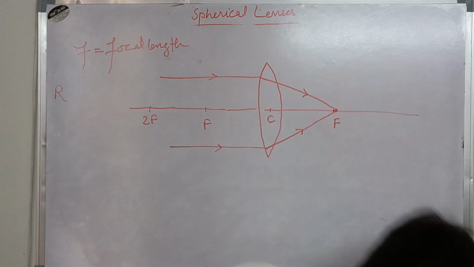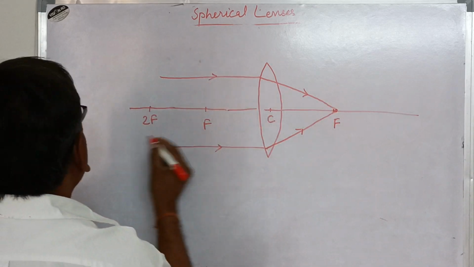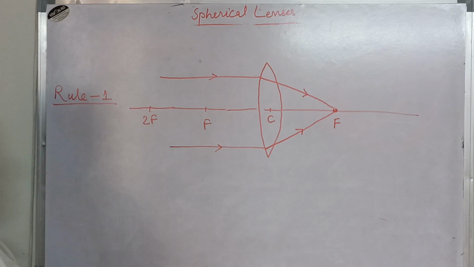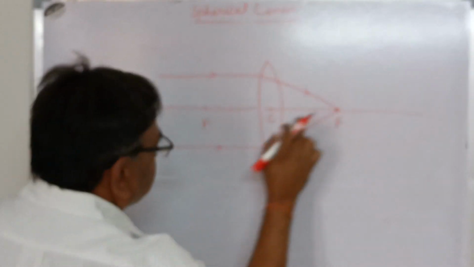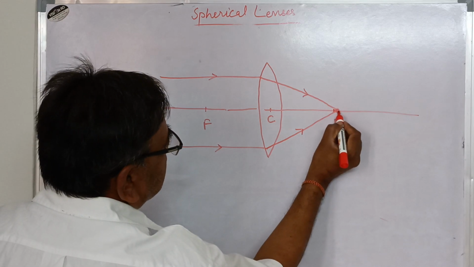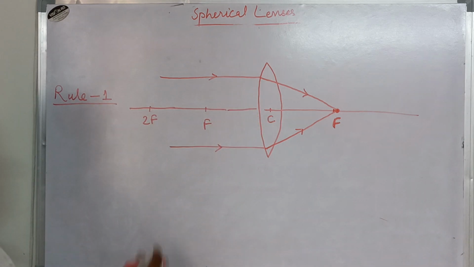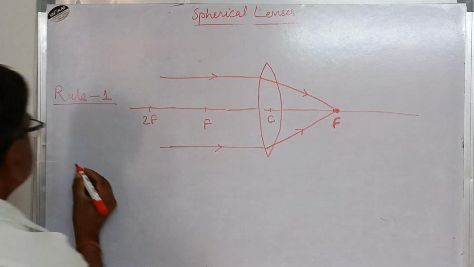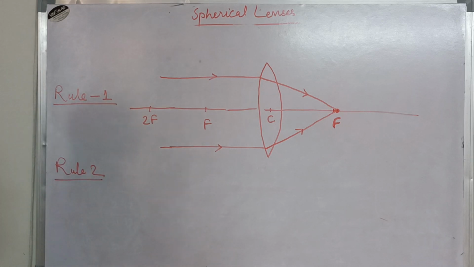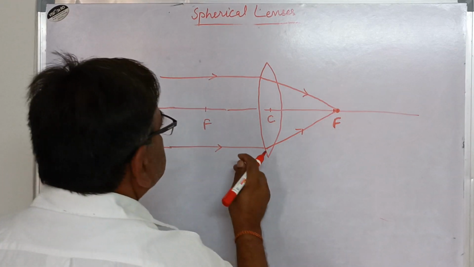We are discussing formation of images. Note down how the image is formed. The rule first. Very simple. This is the rule. First, incident rays parallel to the principal axis, after refraction, will converge and meet at a point called F, focus. Parallel rays will meet at focus. Rule 2. Let there be some object.